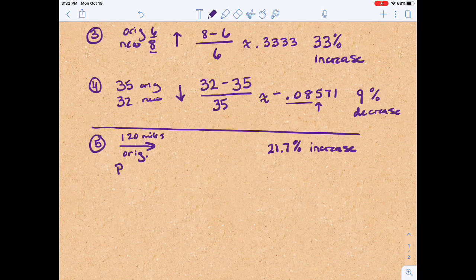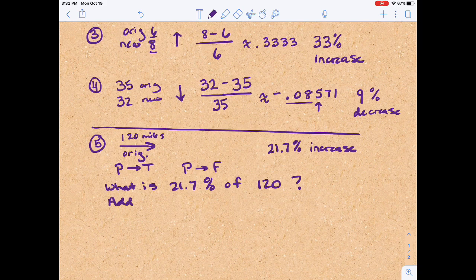So this is Phoenix to Tucson, and we want to know Phoenix to Flagstaff. And so if I want to say what is 21.7% of 120, because I can add that on to 120 to get our Phoenix to Flagstaff. The word of here is times, and it will save you a whole lot of time if you're not sure exactly what to do.